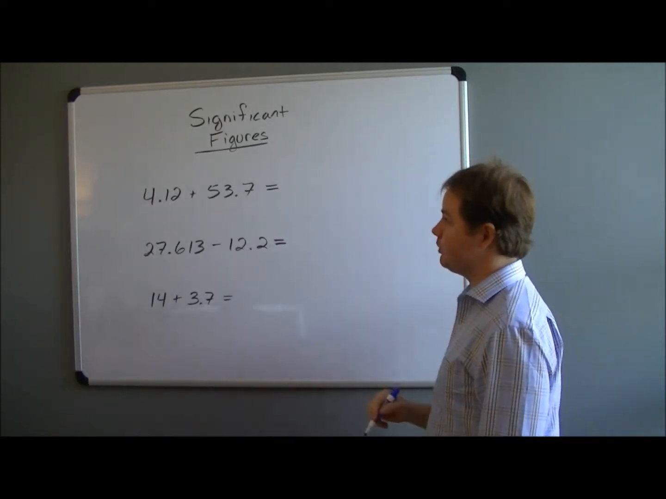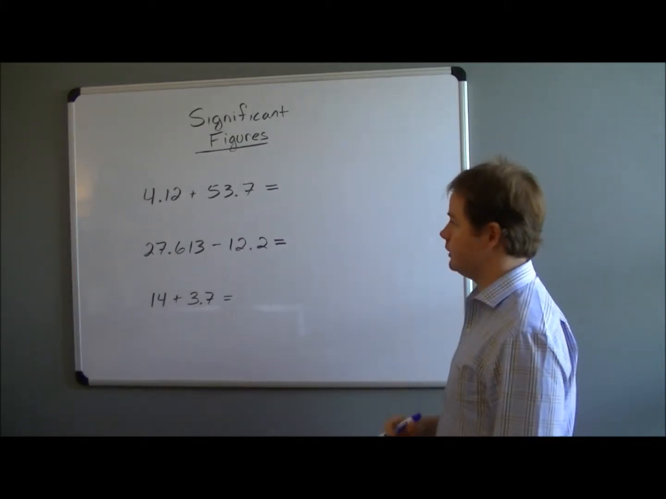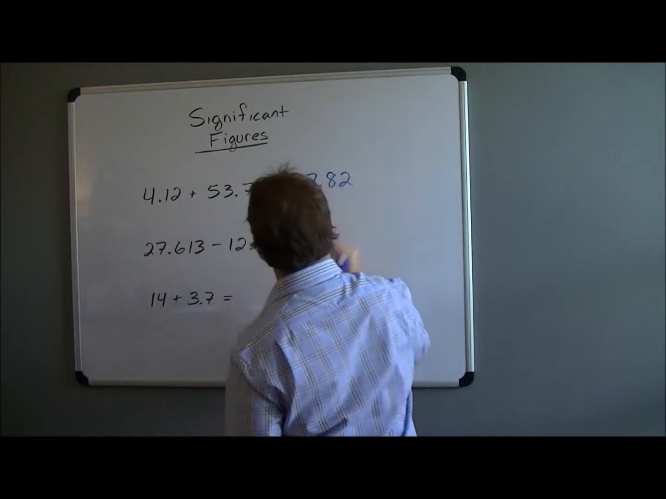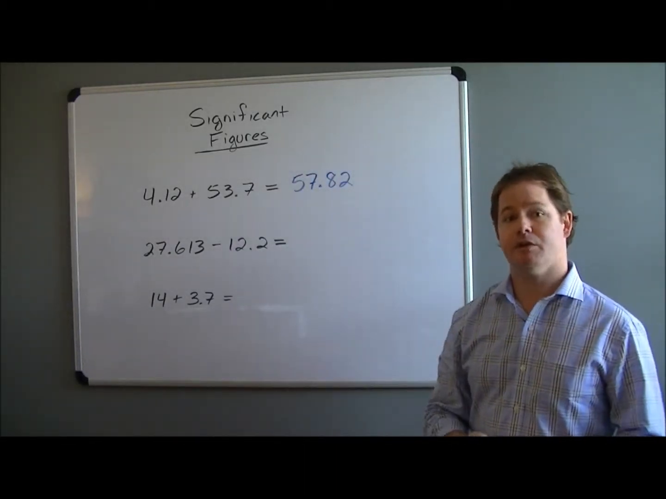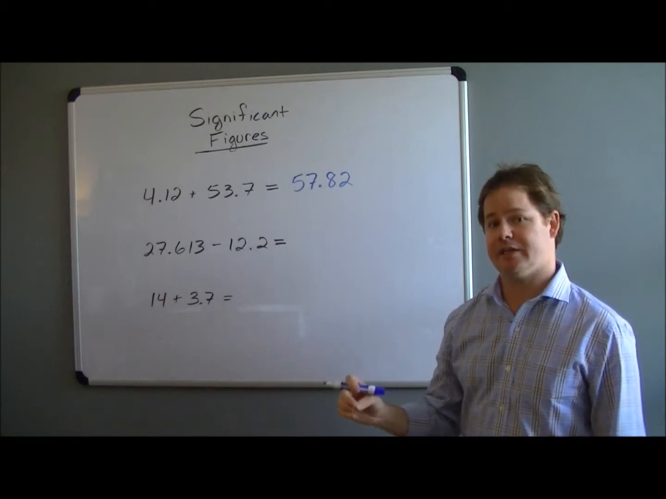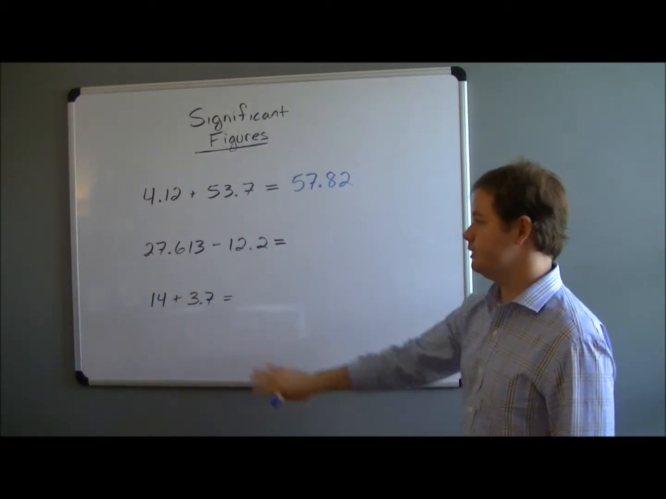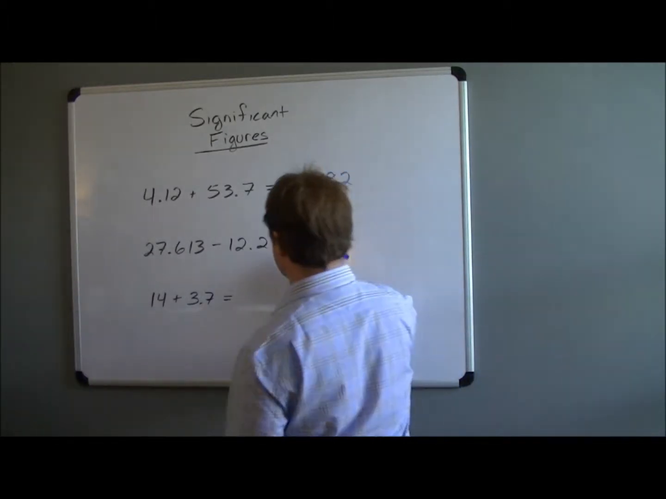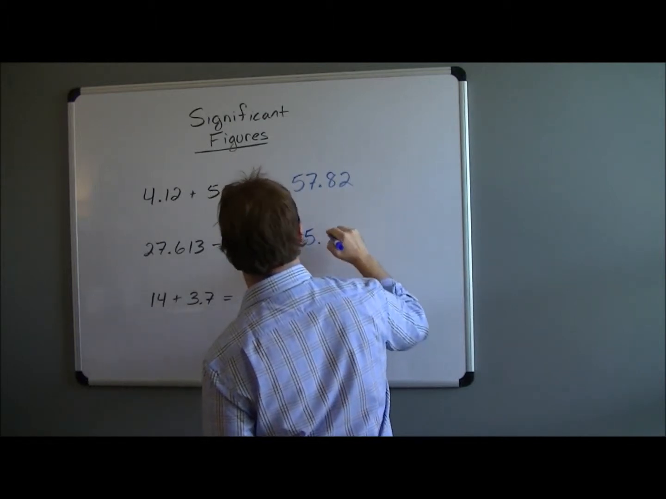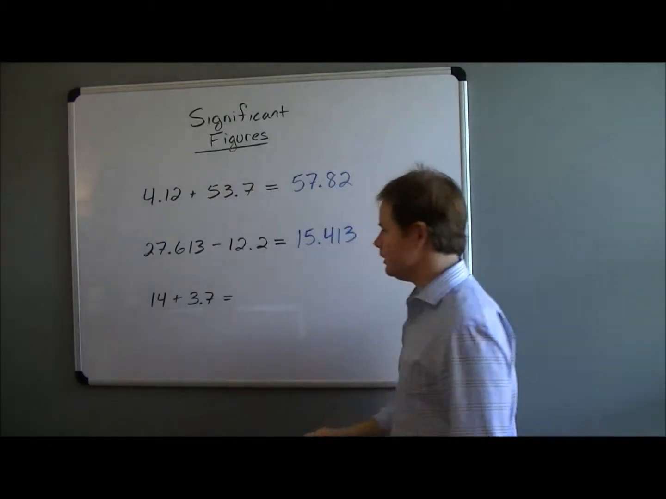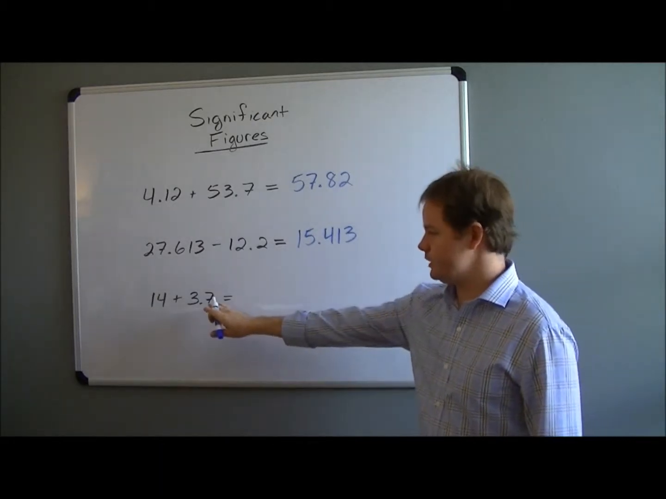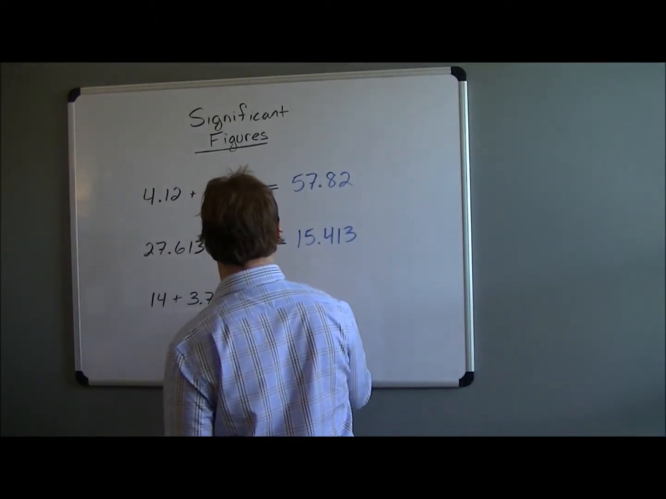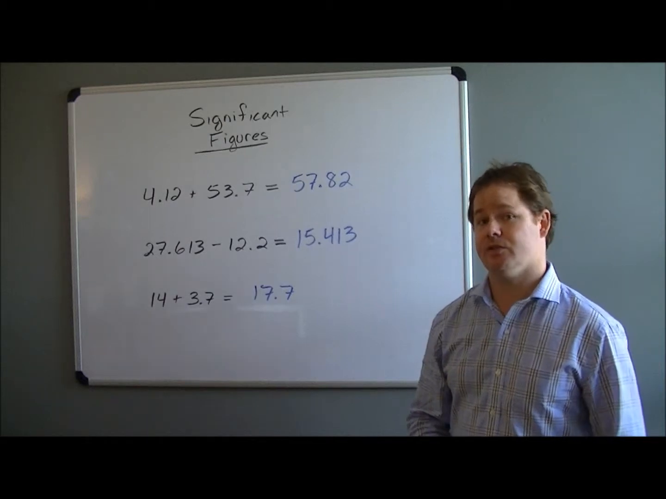4.12 plus 53.7. If you write this down or use a calculator, either way we should end up with 57.82 as our answer for that. Using all of the decimals that we see and just writing out that exact answer, we get 57.82. When we take 27.613 minus 12.2, our result there comes out to be 15.413. And for our last example, if we add 14 and 3.7, we get 17.7 as our exact answer for that.